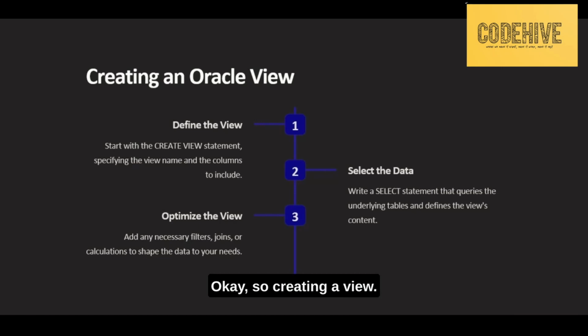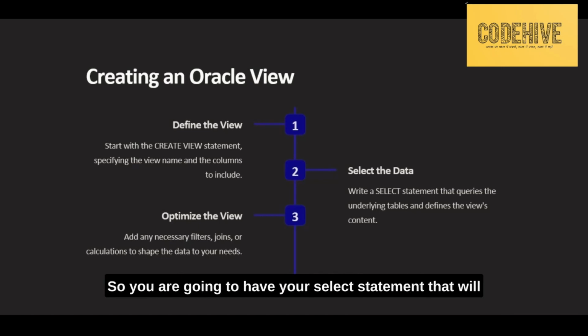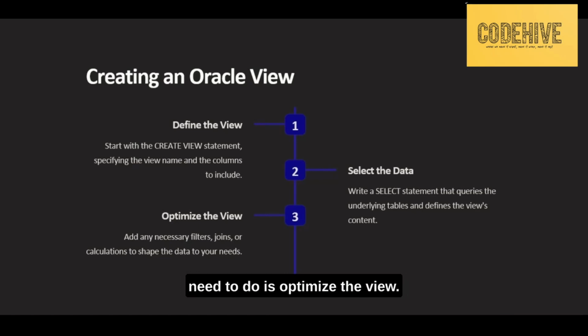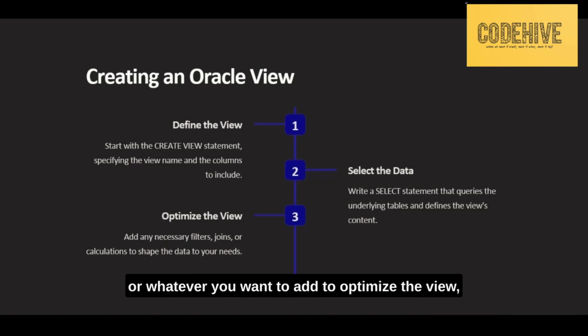Okay, so creating a view, the first thing you need to do is define the view, right? So you start with the create view statement, and then you specify the view name and the columns to include. I will show you guys all these three steps on how to do it as we go to our Oracle. Then the second step is you need to select the data. So you are going to have your select statement that will include all the data that you want to use, right? And then the third thing that you need to do is optimize the view. So if there's any necessary joins or calculations or where statements or whatever you want to add to optimize the view, then that's the third thing that you need to do.